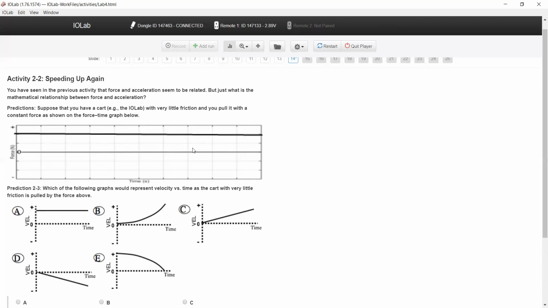But for slowing down, it will be opposite. Slowing down in the positive direction will give negative acceleration. Slowing down in the negative direction will give positive acceleration. So for positive acceleration, it is speeding up.